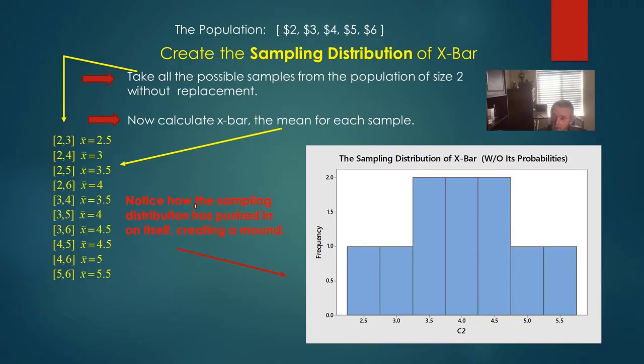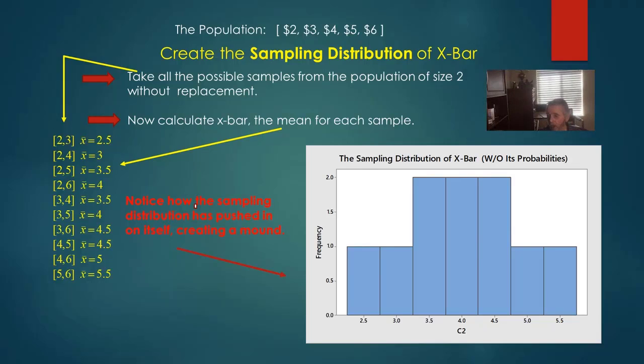X bar is the average of the sample. So the next one down is 2 plus 4 is 6, divided by 2 is 3. We go down the whole list, so you get 2.5, 3, 3.5, 4, 3.5, 4, etc.